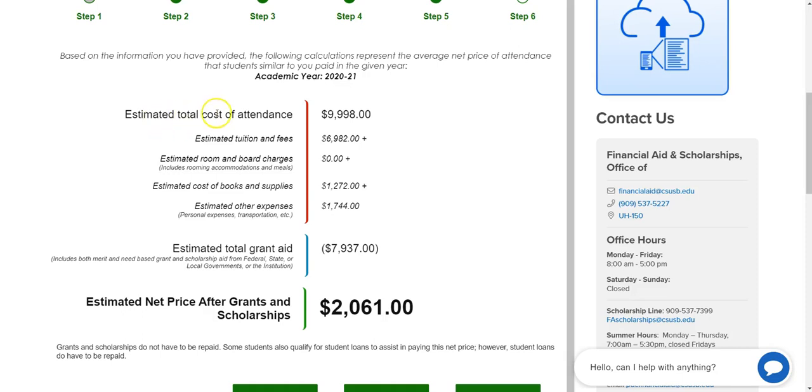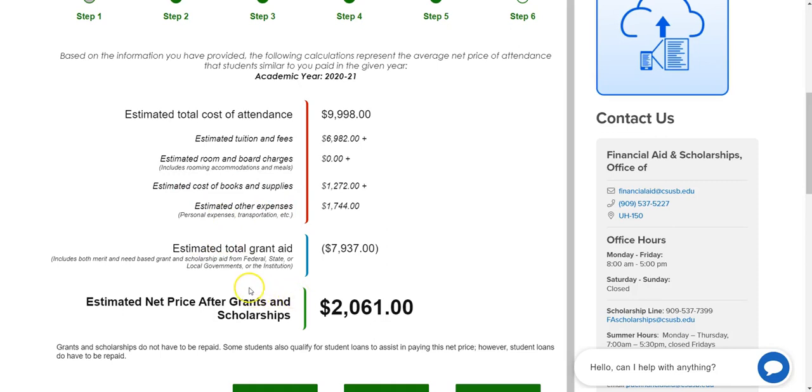Here you can see the estimated total cost of attendance. This includes tuition and fees, estimated room and board charges whether you're living on or off campus, estimated cost of books and supplies, estimated other expenses including gas or other personal expenses, and here you can see the total grant money you may receive towards your cost. At the bottom is an estimated out-of-pocket cost after grants.